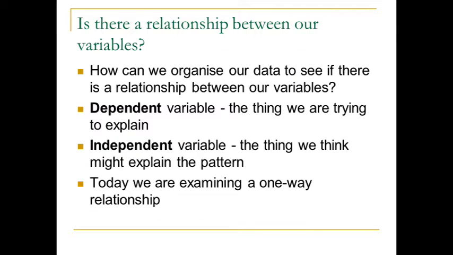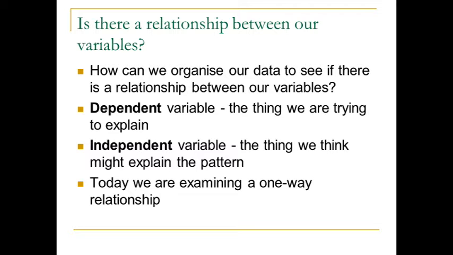Getting started with the lecture right away. How can we organize our data to see if there is an association or a relationship between variables? Routinely, we're going to be using these terms, dependent variable and independent variable. The dependent variable is the thing we are trying to explain, and the independent variable is the thing we think might explain the pattern. For instance, if we look at someone's party identification and then we look at their vote choice, we would assume that people's party identification will inform their vote choice. Therefore, partisan identification is the independent variable, and we're trying to predict their vote choice, which is the dependent variable.